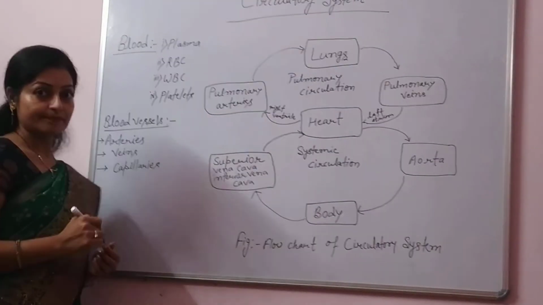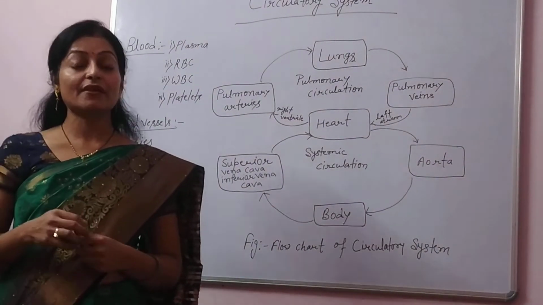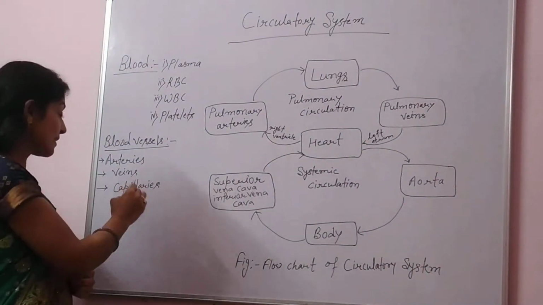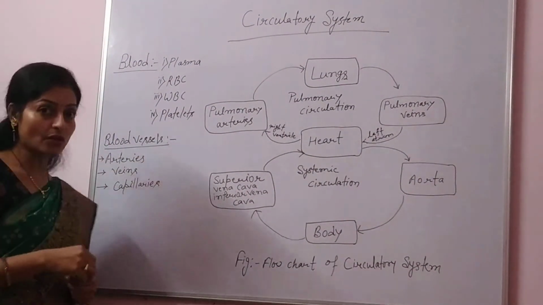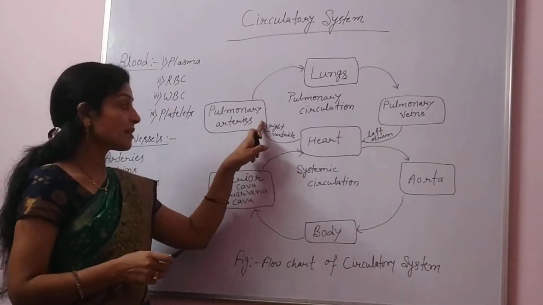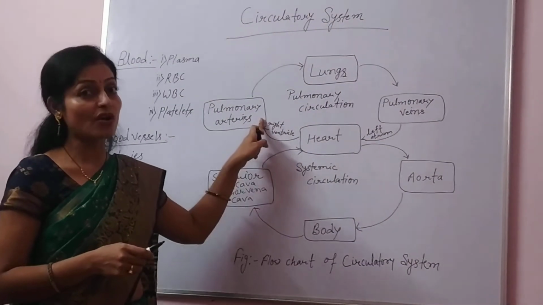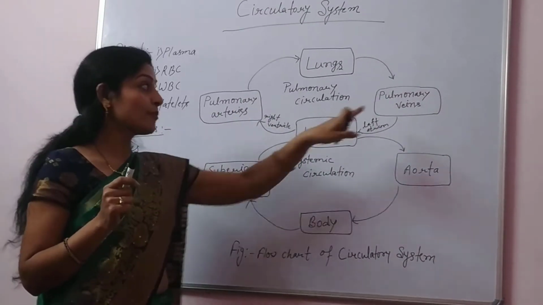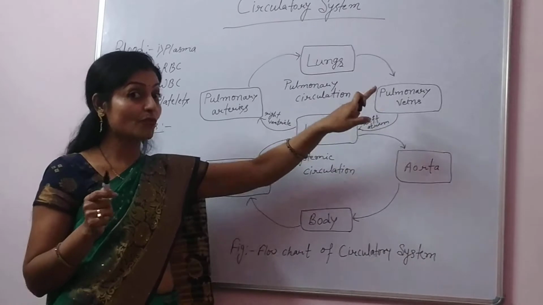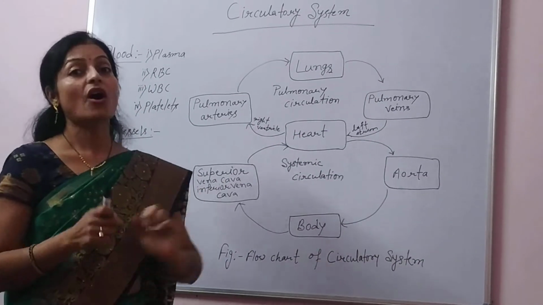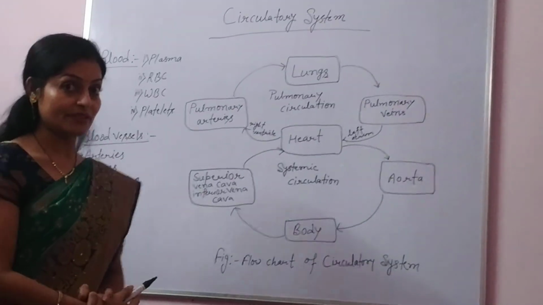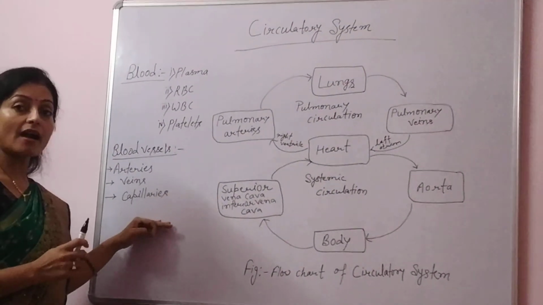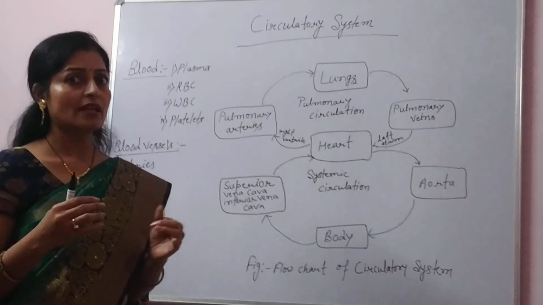Next is veins. Veins carry deoxygenated blood. There are exceptions within arteries and veins also. The pulmonary artery is the artery which carries deoxygenated or impure blood, and the pulmonary vein is that exception which carries pure or oxygenated blood towards the body cells. Capillaries are the thin blood vessels.